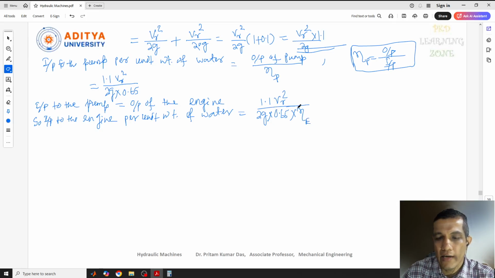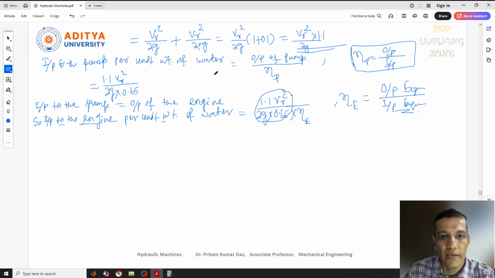Again, I'll tell you how I have written this one. This is the efficiency of the engine. If I write, the output of the engine and the input of the engine are given. Here I have written the input of the engine per unit weight. So the input of the engine is nothing but the output of the engine divided by the efficiency of the engine. So this part is nothing but the output of the engine, what we have got here. So the input of the pump is equal to the output of the engine, that I have written here.